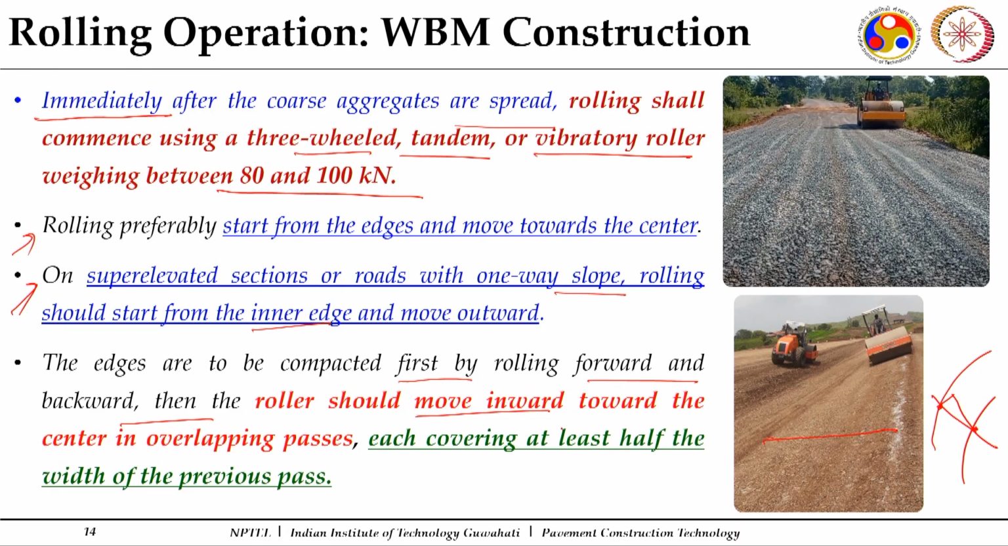The edges again need to be protected. Then the roller should move inward towards the center in overlapping passes. For this particular one, coarse aggregate, an overlap of half of the width of the previously compacted width should be there. Earlier it was 1/3 in the case of granular sub-base course. When we are compacting the coarse aggregates for waterbound macadam, the overlap should be around half of the width of the previous pass.